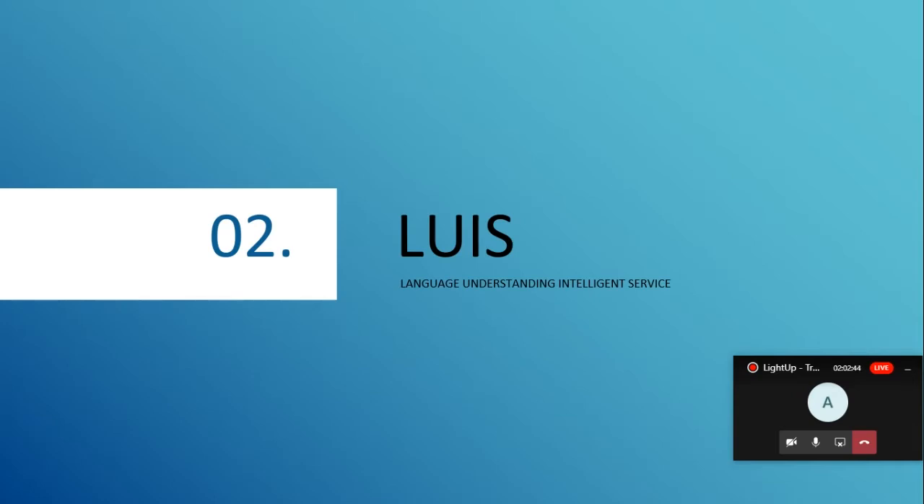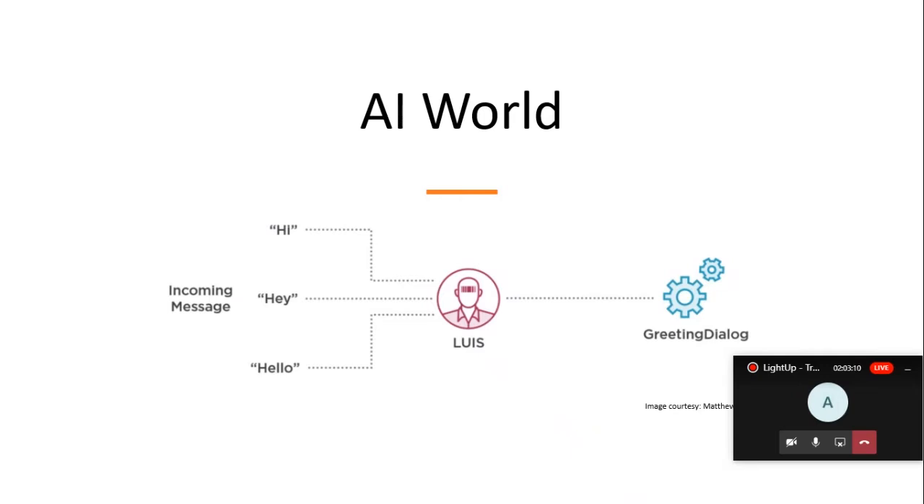So what is this LUIS? LUIS is the short form for Language Understanding Intelligent Service, and this is one of the services which makes our bot more intelligent, which in turn can respond to human messages in a human readable way. LUIS internally utilizes machine learning for this natural language processing part. So let's have a quick example here. Again, it's a very basic example.